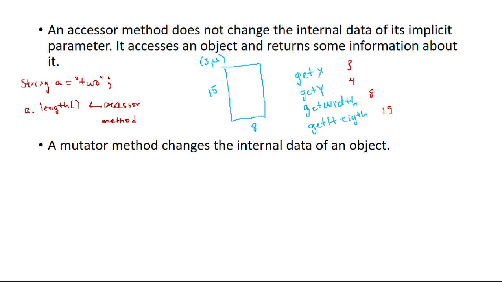Now we'll start with a mutator method. These guys are a little bit more weird because they actually change the internal data of the object. The keyword here is change. So let's work with this same rectangle that I just drew, and I'm going to redraw it here. It's at 3 comma 4, and it has 8 as a width and 15 as a height. There's this nice method called translate. That doesn't mean it's going to translate it to another language, but it's going to shift it somewhere else.